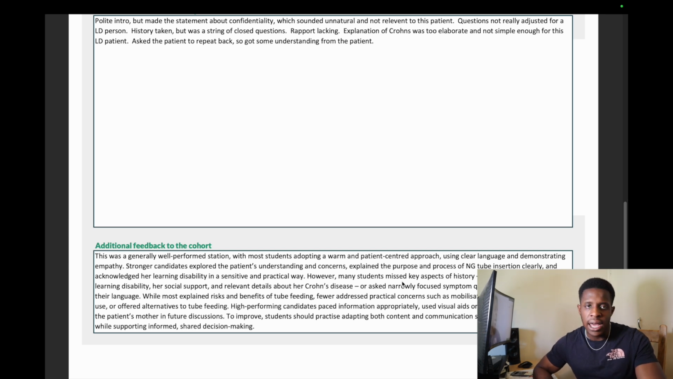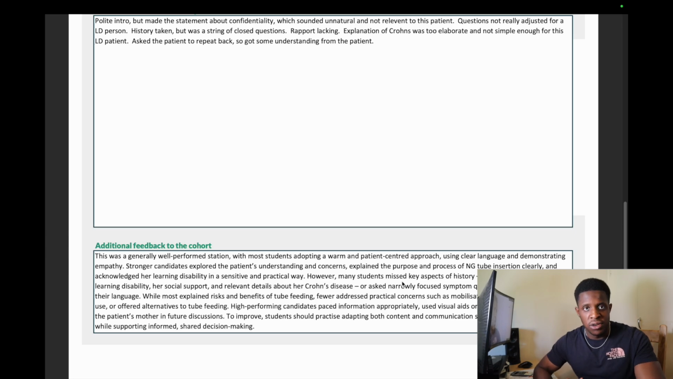Again, rapport and avoiding jargon, especially for patients that have learning difficulties, is very key to get right, in order to make sure you're patient focused. The patient feels comfortable explaining to you whatever problem they have. And also make sure you can make them feel comfortable, because obviously they're in there, they're nervous, her mom was in there, so you want to make sure that your patients are as comfortable as possible. While most explained risks and benefits of tube feeding, fewer addressed practical concerns such as mobilization.